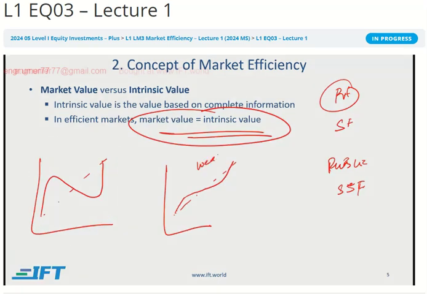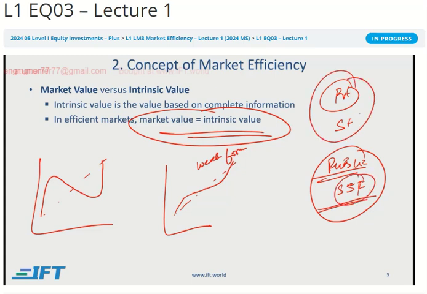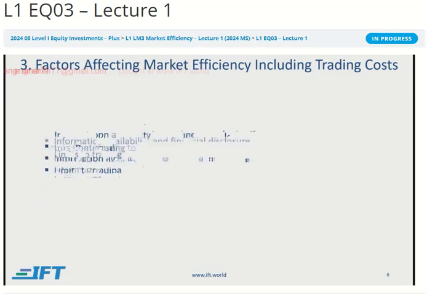If it doesn't give you the opportunity to make money using technical analysis, we say it's weak form efficient. If it doesn't even give you the opportunity to use fundamental analysis, then it's semi-strong form efficient. And of course, if even private information is priced in to the market value, right, then that's strong form efficient, but that doesn't exist.